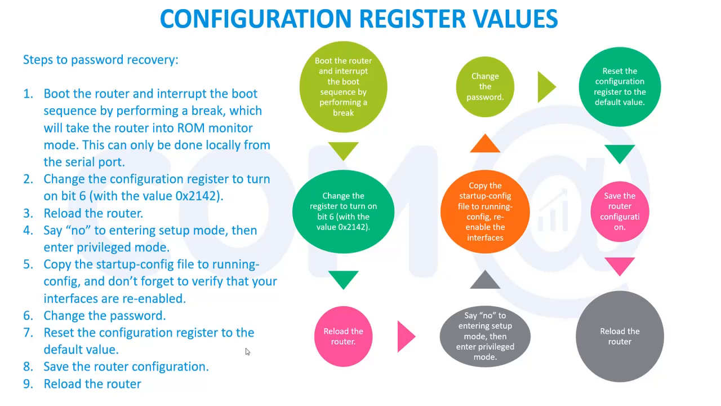Change the configuration register to turn on bit 6 with the value 2142. If I turn on the sixth bit, that is 0010, so it becomes 0100, which is value 4. So we can just go ahead with 2142.